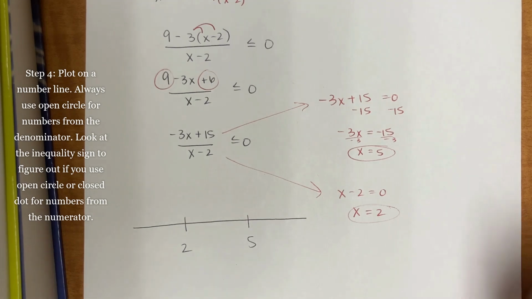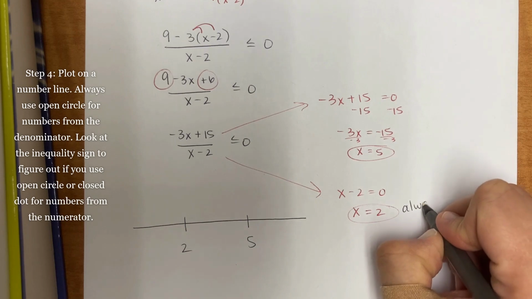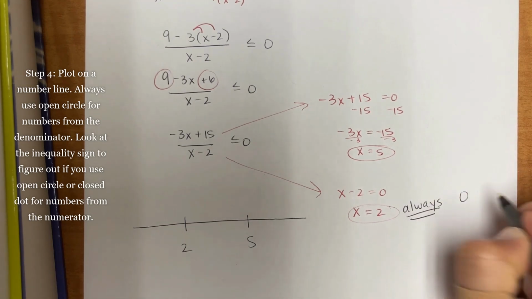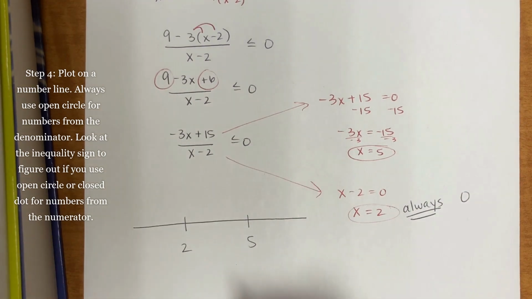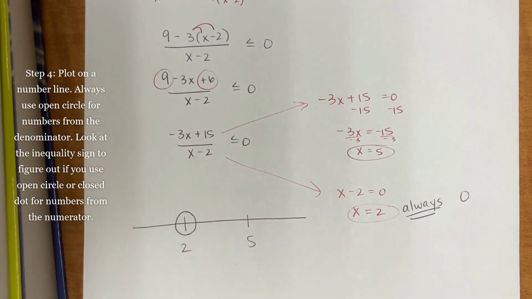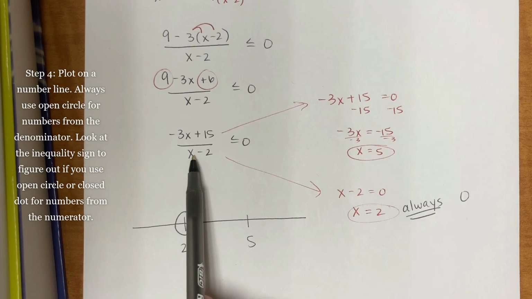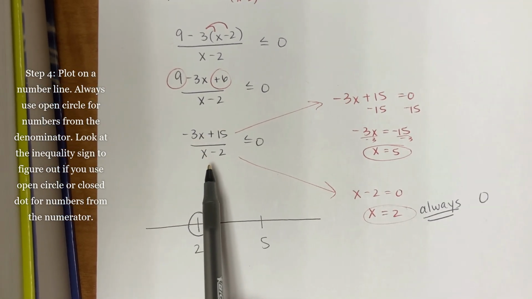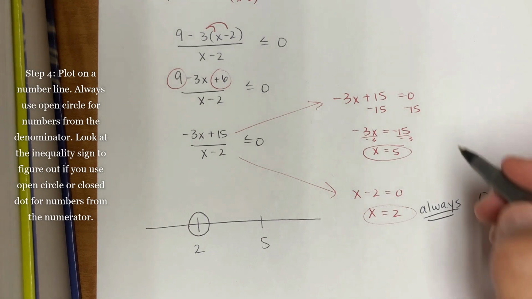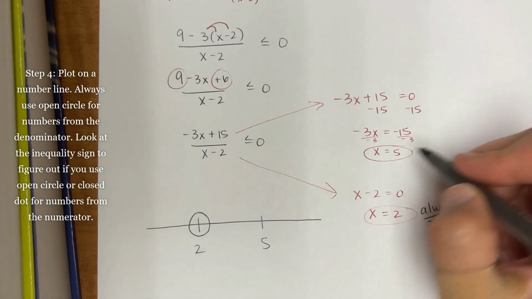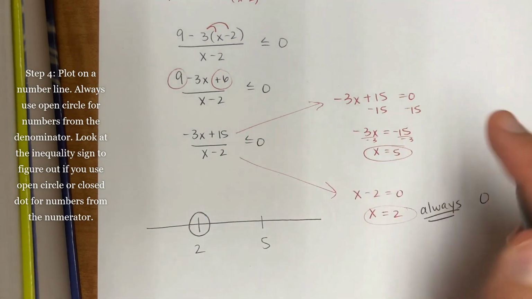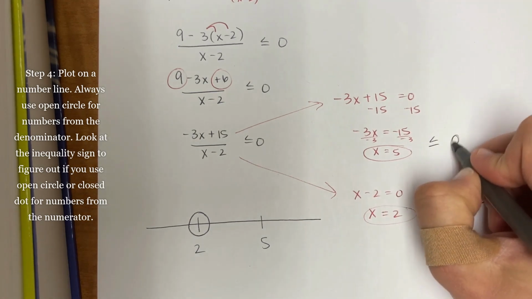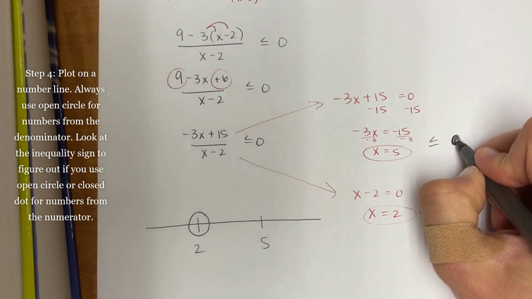Anything in the bottom, the denominator, is always an open circle. That's going to be hard to remember, but it's always an open circle because you never divide by 0. And if this was a closed-in dot at 2, we'd be subbing in a 2 into this equation and divide by 0, which isn't acceptable. So bottom is always an open circle. The top one depends on what our sign is from the problem. And since the problem is less than or equal to, that means we're going to use a closed-in dot for it.